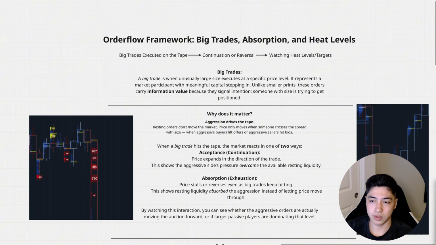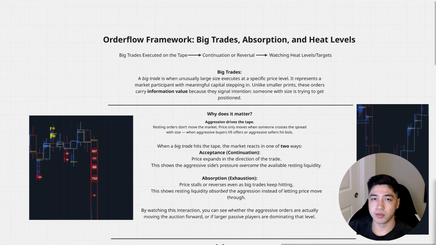It's because aggression in the market is what's actually driving the tape or moving the auction forward, or not, right? We all understand that there are aggressive orders and passive orders. Passive orders, or resting orders, don't move the market. We should all know this, but resting orders don't move the market. So price is only moving when someone is crossing the spread with size, like an aggressive buyer hitting the ask or an aggressive seller hitting the bid, trying to push price in one direction or get their order filled.